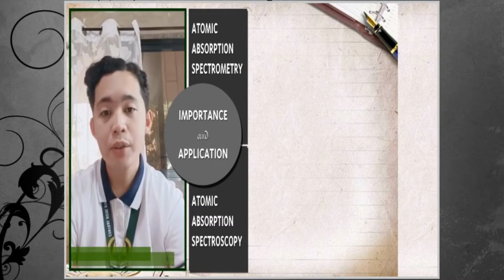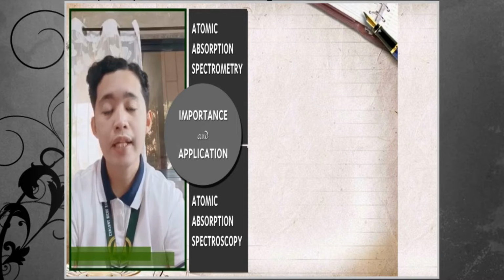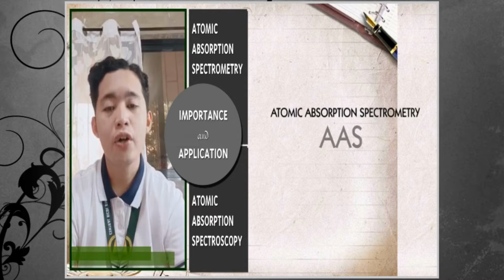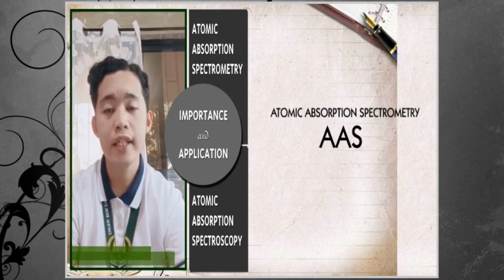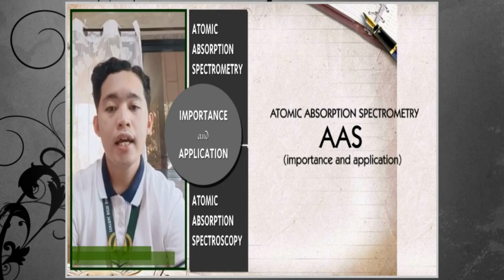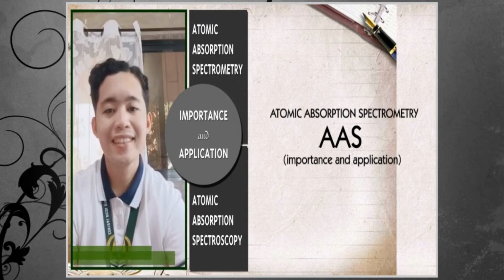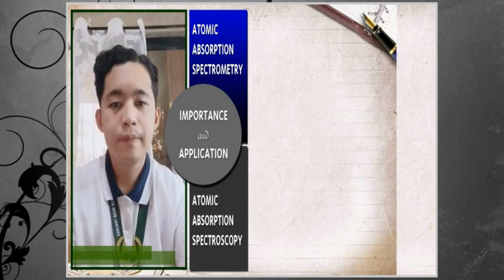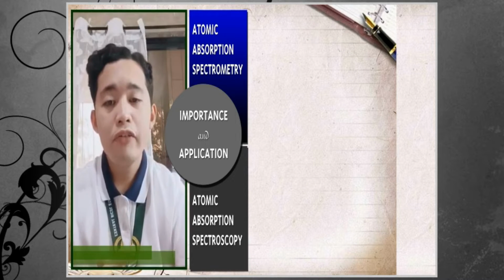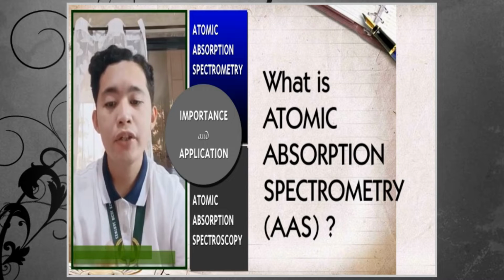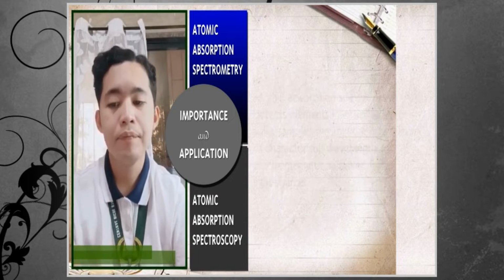The topic that I choose under Assessment 2 is entitled Atomic Absorption Spectrometry or the AAS. For this video presentation, I will discuss the importance and application of the topic that I choose. To begin with, I will first define what atomic absorption spectrometry, or the AAS, is.